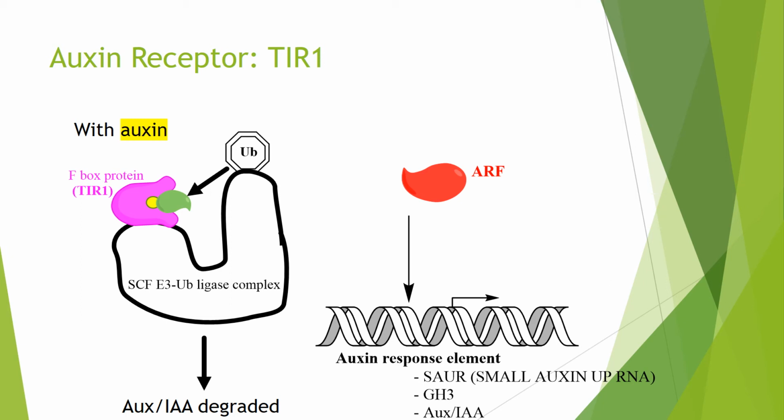Now, what's not included in this diagram is all the different isoforms of these different proteins that are involved, and how you can have specific combinations of your TIR proteins and your AUX/IAA proteins, and these create different affinities for different auxins.